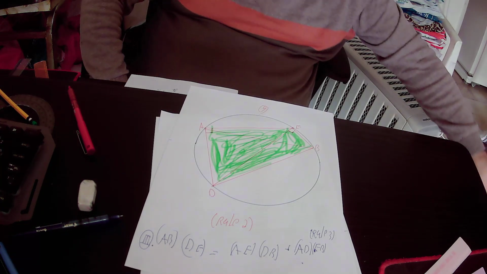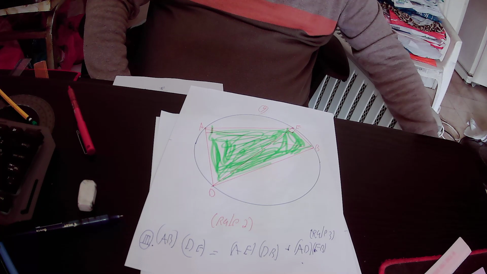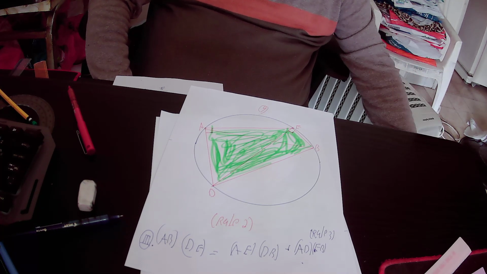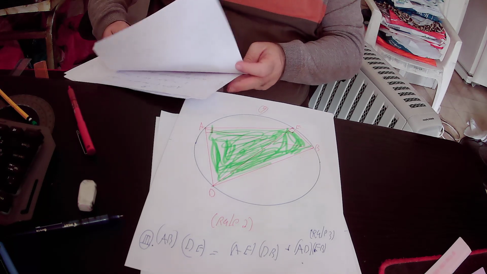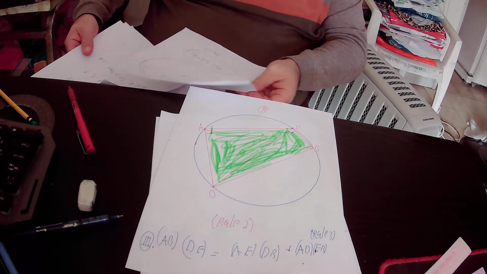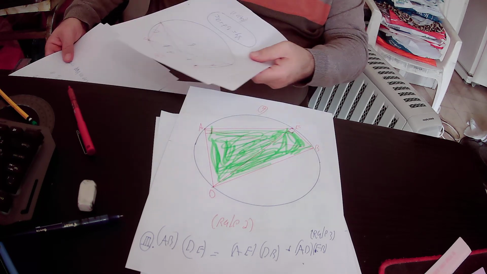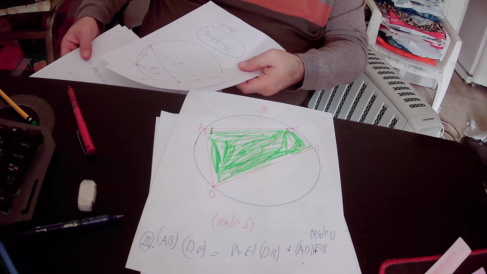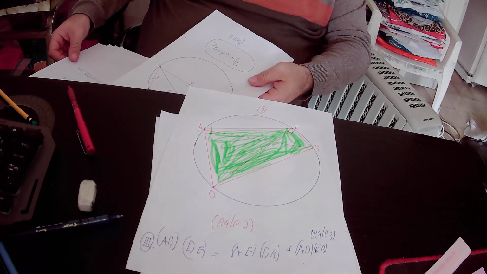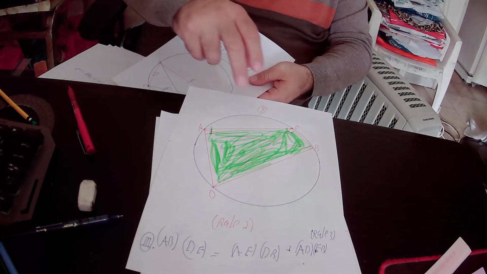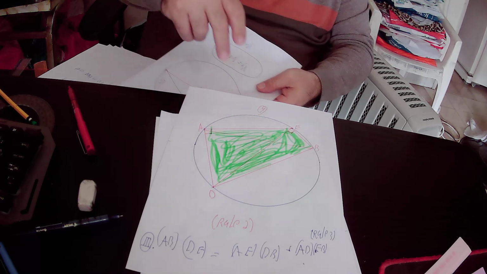Then we implemented rule number 3 in our drawing. The implementation of rule number 3 in our drawing is that we have quadrilateral AEBD, and it is inscribed by a circle. The green quadrilateral AEBD is inscribed by this blue circle.